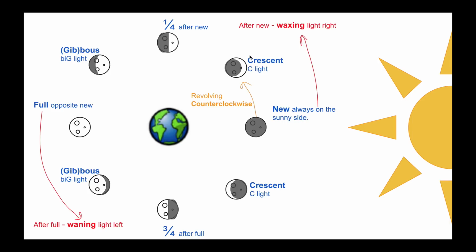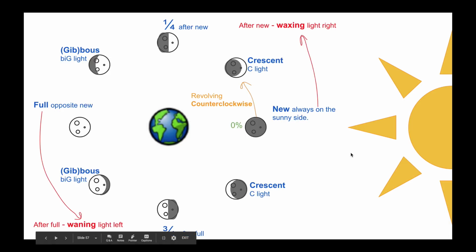Alright, and then the crescents have a light that looks like a C, and the crescent moon here is waxing because it's after new, so it's a waxing crescent. And then this one's a waning crescent because it's after full. Or if you remember the Batman illustration, Batman's waxing the streets here. When he gets to new, he's now waning, right?